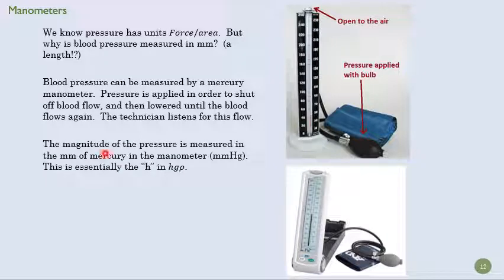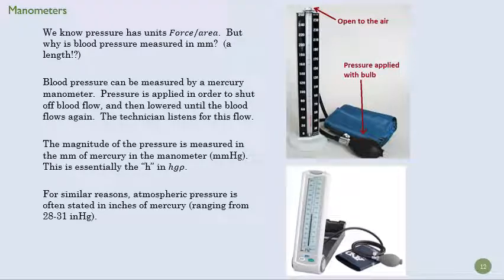The magnitude of pressure is measured where the technician can hear that flow again, and it's measured in the height of the mercury that is held up by that pressure. In other words, the h is the same h that we talked about in the previous equation, which is h g rho. And so rho here is the density of mercury, which is going to be constant. g is a constant. And so we use that h as a shorthand for the difference in pressure between the blood pressure and the atmospheric pressure.